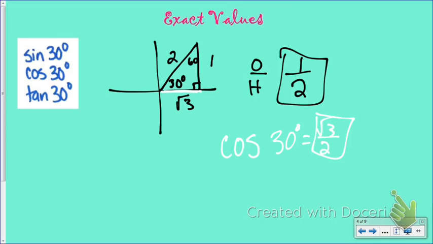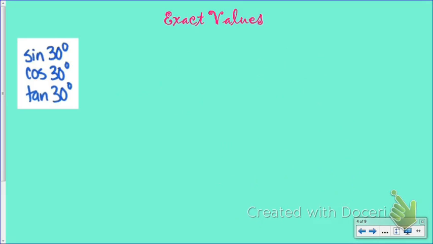And then finally, if I do the tangent of 30 degrees. So the tangent is my opposite over adjacent. So I look at that same picture and I just plug in my opposite side over my adjacent side. And remember, it's okay to leave that square root in the bottom of the fraction. So that's the basics of exact values.